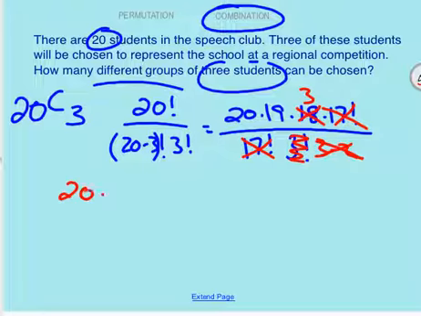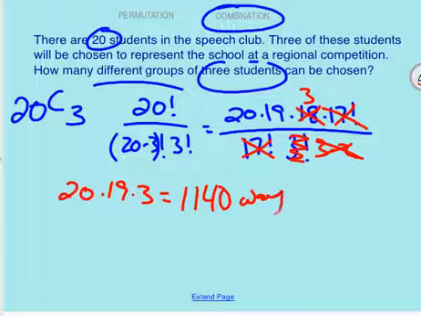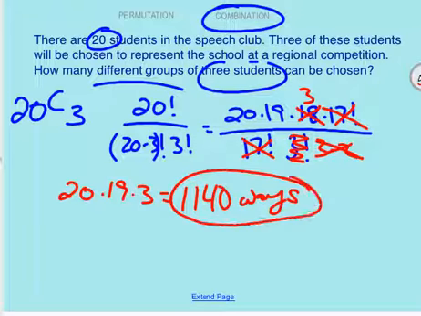So all I need in my calculator is 20 times 19 times 3. That'll be 60 times 19. You should get 1,140 ways that a team of 3 can be chosen out of 20 people. So, big numbers there, alright? But if you can figure those out accordingly, then you're going to be just fine.